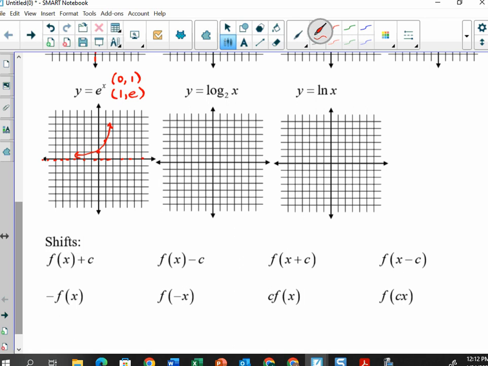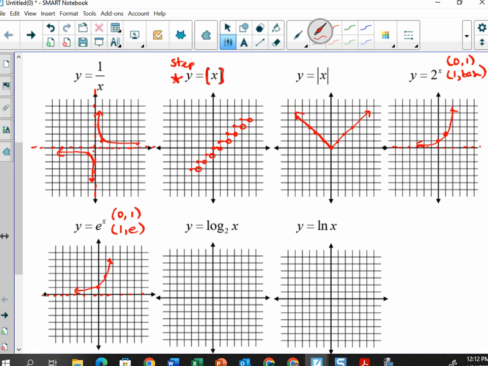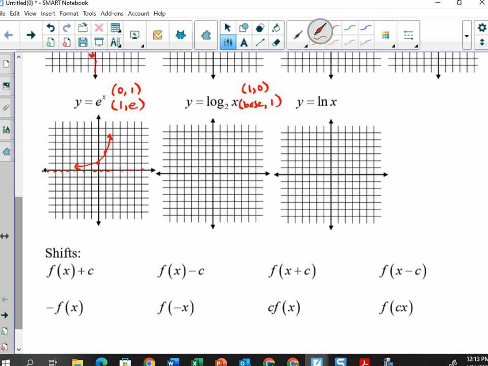It's like 2.7. Okay, when we graph logs, remember logs are inverses of these exponentials. So if I use the point 0, 1 for the exponential, I'm going to use 1, 0. Instead of 1, base, it will be base comma 1. So 1, 0, base of 2, so 2, 1.